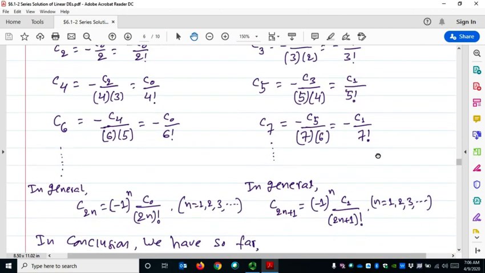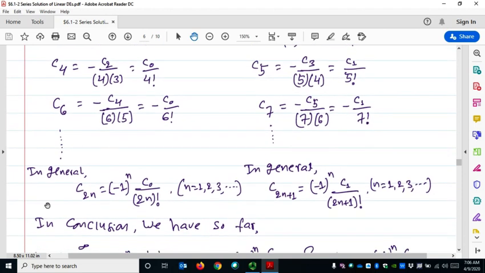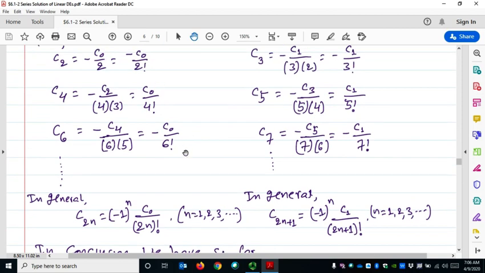Okay, so then in general, we have C2n, these are the even coefficients. Either I get minus or plus, so it is minus 1 to the power n, depending on n. C0 is fixed, and in the denominator, if you have 4 here, it's 4 factorial, 6 here, 6 factorial, so that means 2n factorial, right?